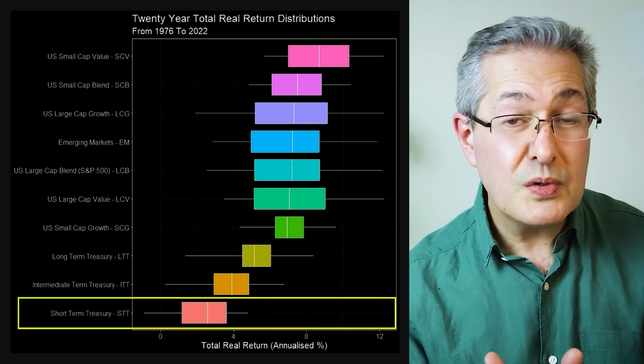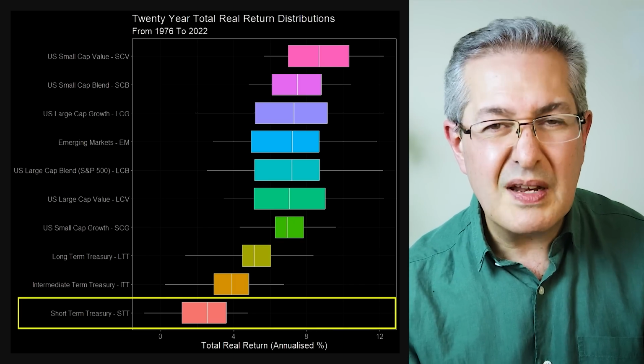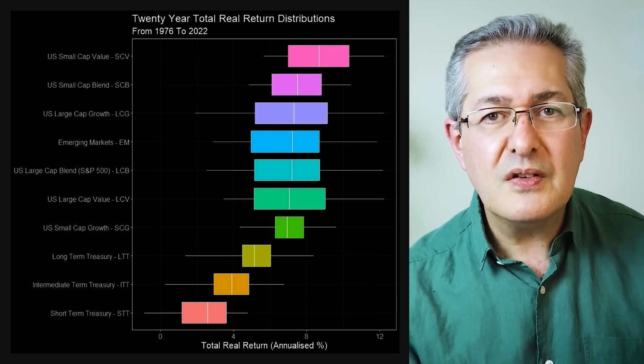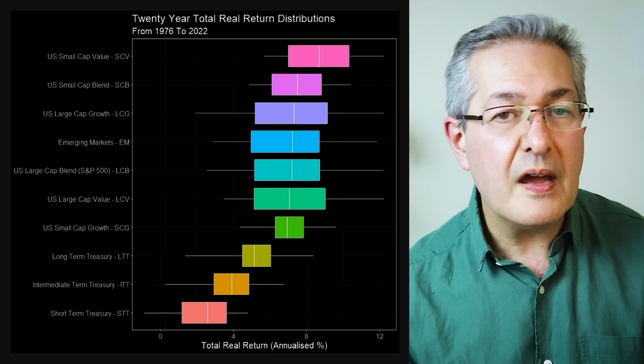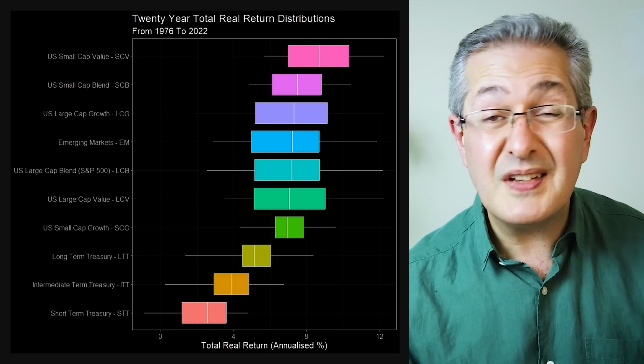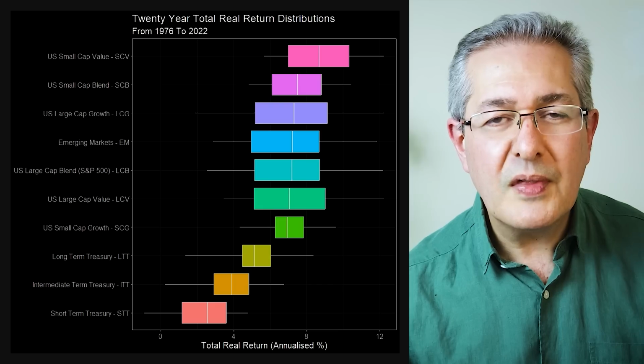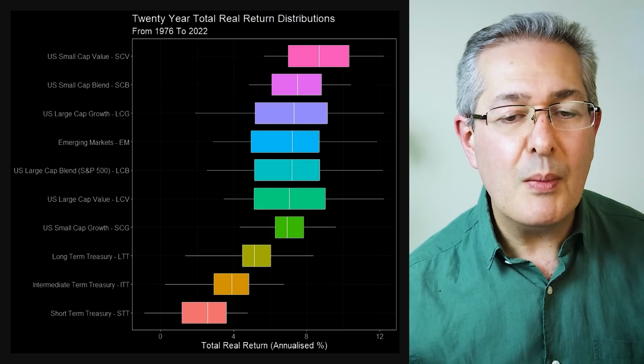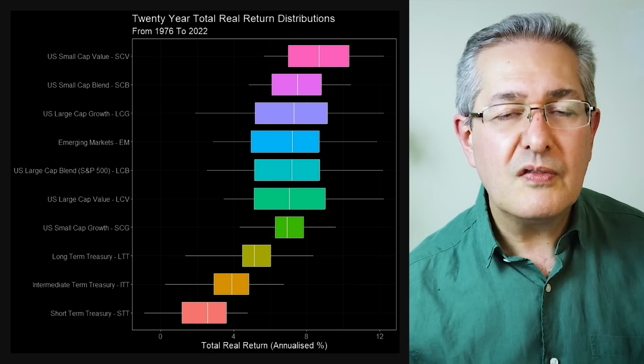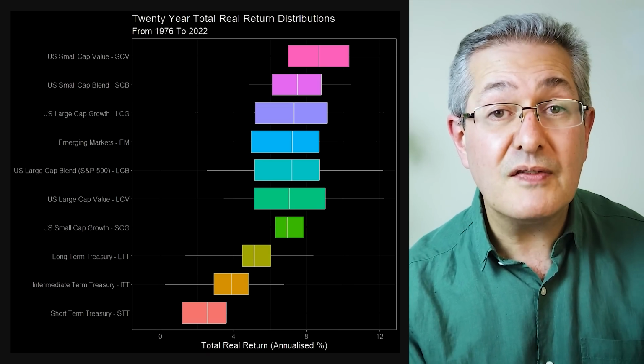And certainly for short duration treasuries, which are effectively money market funds, the returns are significantly lower than they are for equity. And that's true for almost any style of equity. Furthermore, that difference lies outside the error bars for the equity styles. So from that, I think it's pretty clear that money market funds underperform equity. So if you are investing for the long term, for 20 years in this case, then it's certainly worthwhile putting money into equity rather than money market funds.